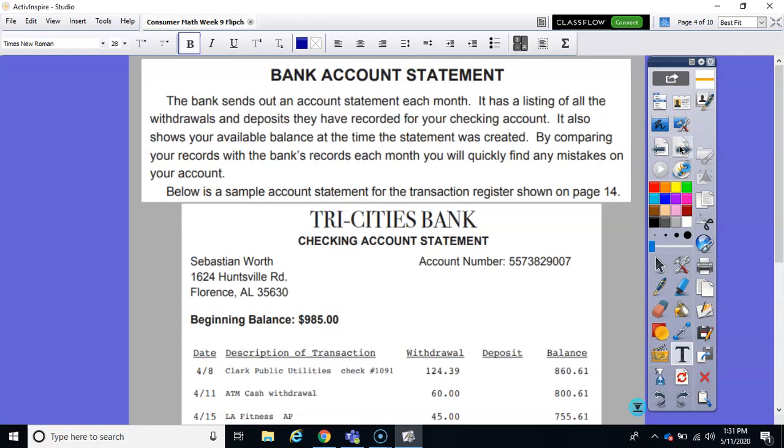So your bank statement that I mentioned earlier, the bank sends out an account statement each month. It has a listing of all the withdrawals and deposits that have been recorded for your checking account. It also shows your available balance at the time the statement was created. By comparing your records with the bank records each month, you will quickly find any mistakes on your account. Below is a sample account statement for the transaction register that was on the previous page.